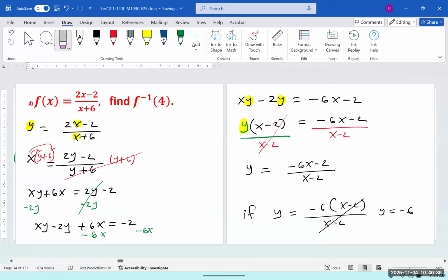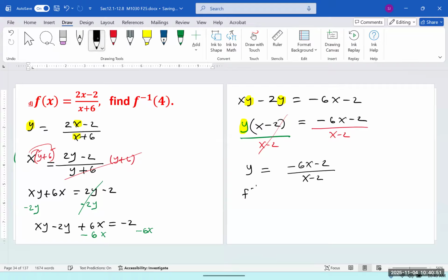So x minus 2 over x minus 2. What is x minus 2 divided by x minus 2? Can you get 0? No. See, you cannot get 0, at least you get 1. So this thing is f inverse of x equals negative 6x minus 2 divided by x minus 2.